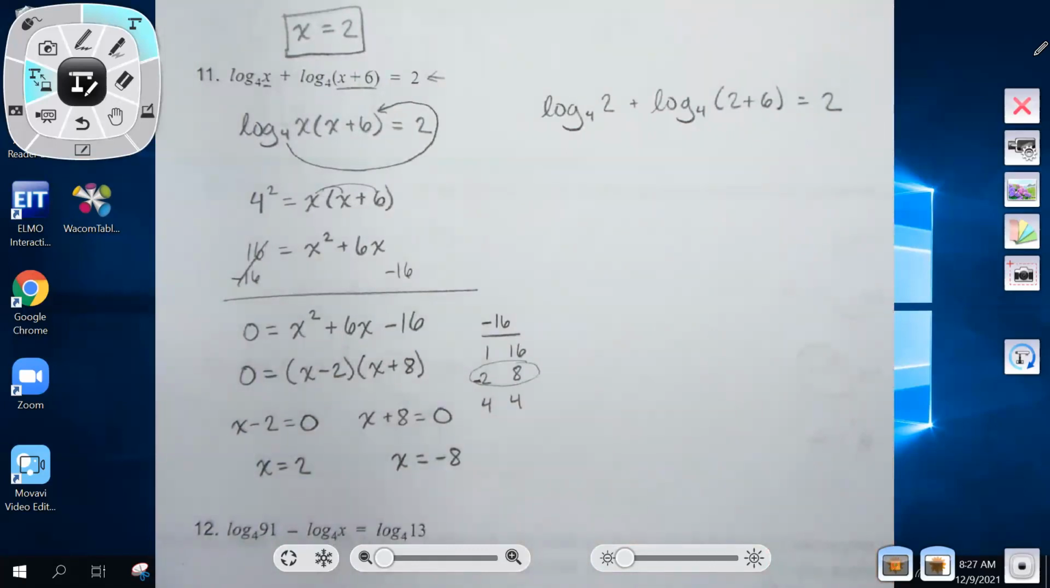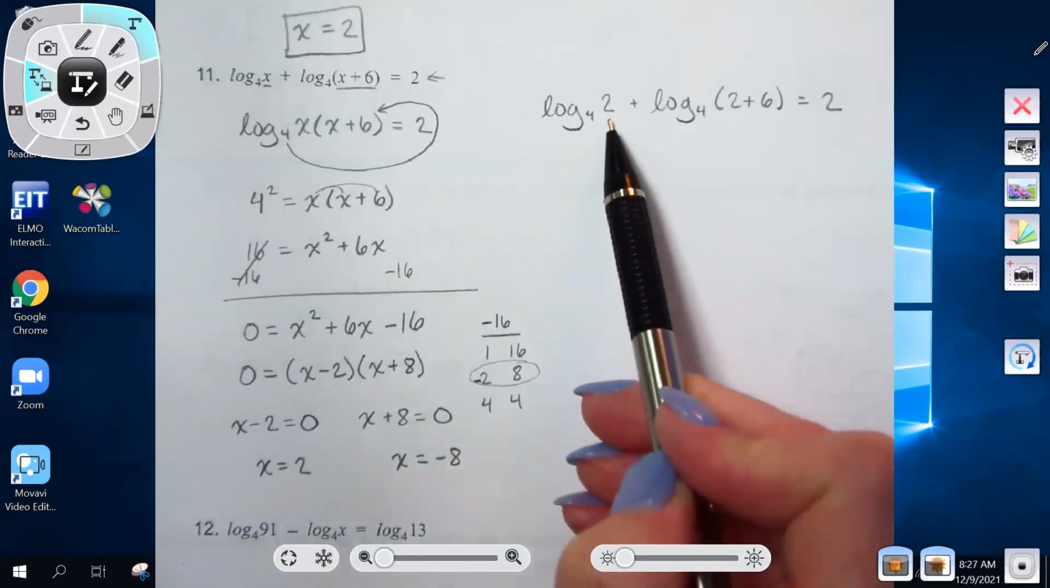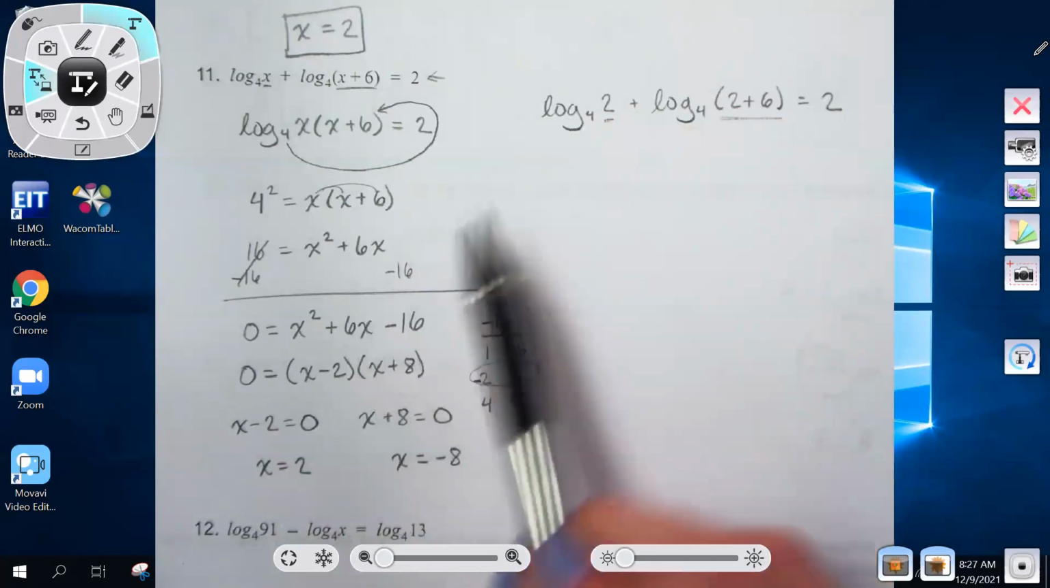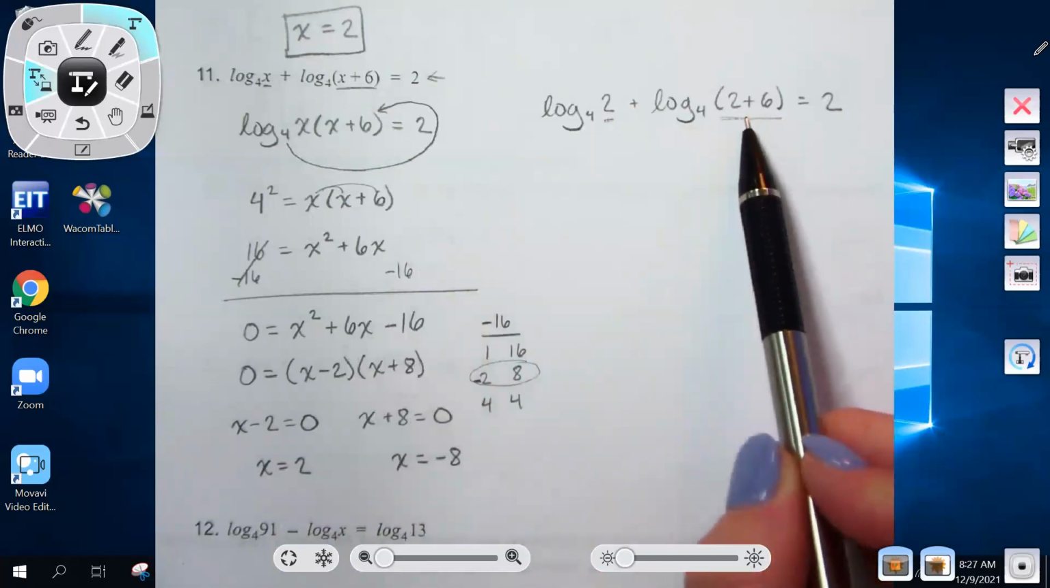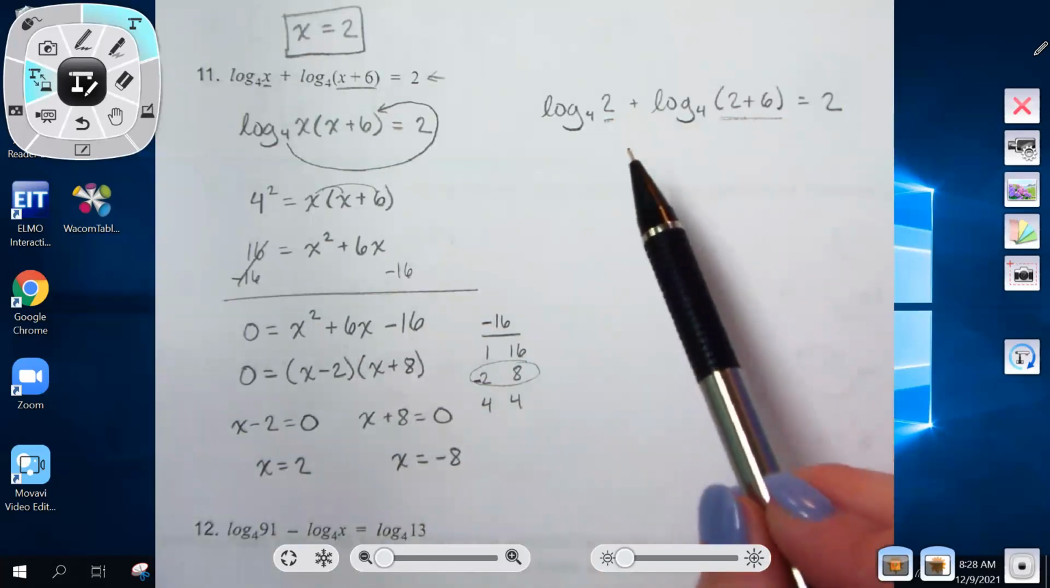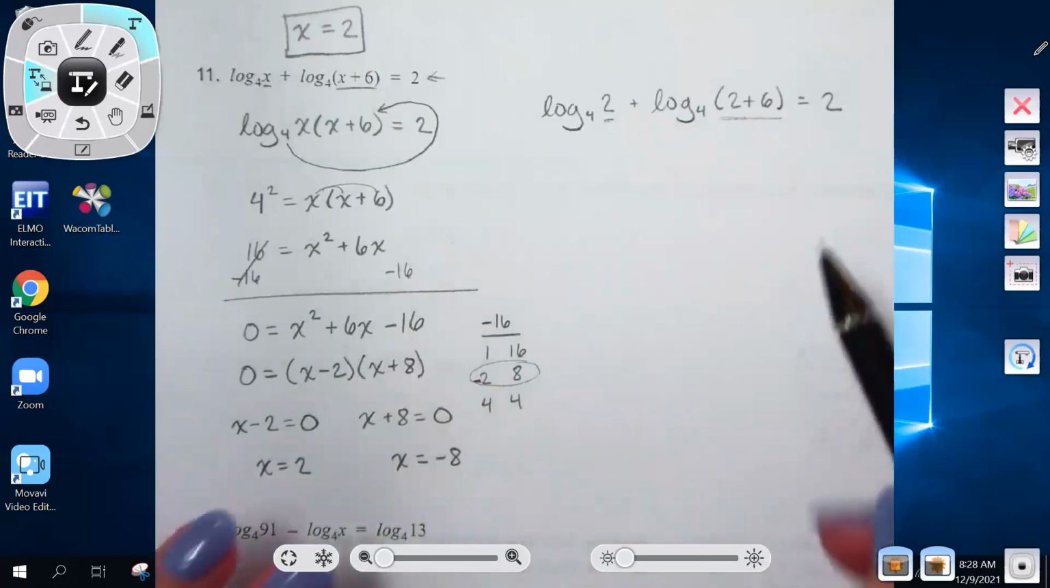Before you go any further, you need to make sure that there's not going to be negative numbers inside of a logarithm. Right now we have a positive 2 and what's going to come out to be a positive 8. So we don't have to worry about negatives here. That means we can continue to check.